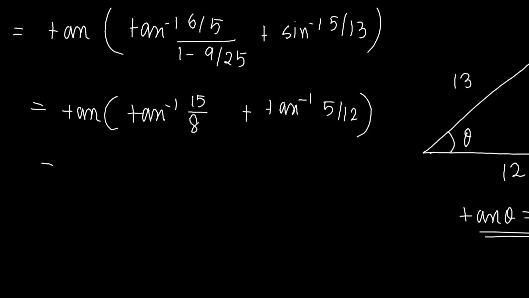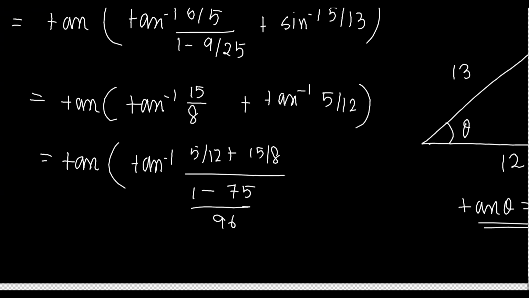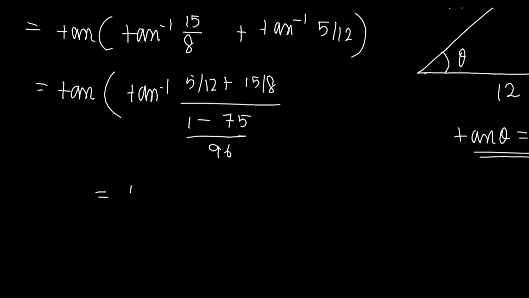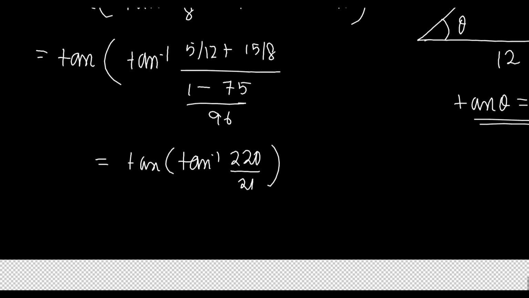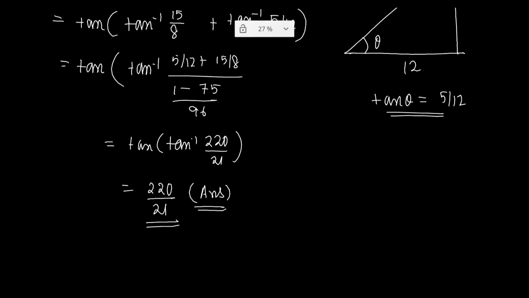Okay, again we use the formula: tan inverse of x plus tan inverse of y is tan inverse of 5 by 12 plus 15 by 8 by 1 minus 75 by 96. If you solve this, you will get tan inverse of 220 by 21. So tan of tan inverse x is what? x. This is our final answer. Okay, so this is the required answer for this question.